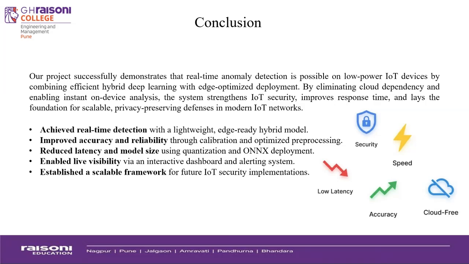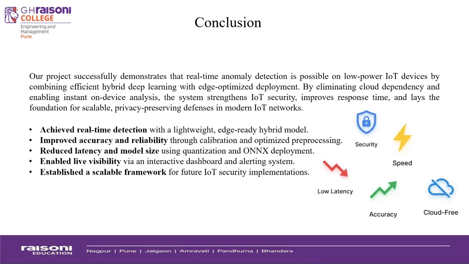Conclusion: this project demonstrates that effective and reliable IoT anomaly detection can be achieved directly on edge devices without relying on cloud infrastructure or heavy computational resources. By designing a hybrid deep learning model that combines the spatial learning ability of CNNs with the temporal sequence understanding of BiLSTM, we were able to capture both static and dynamic characteristics of IoT network traffic.